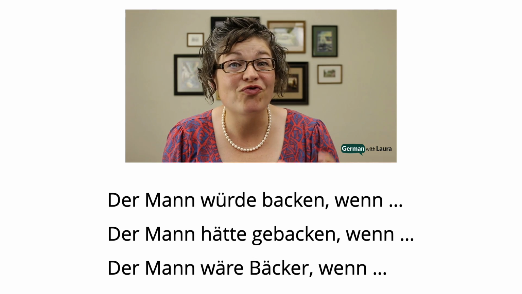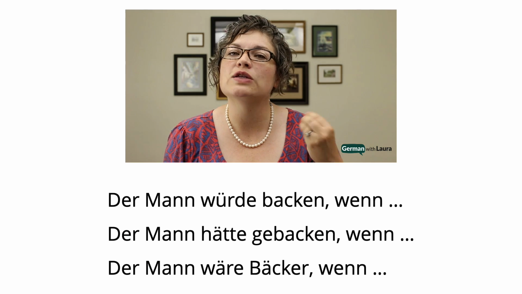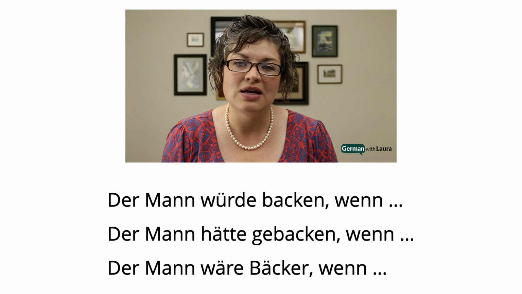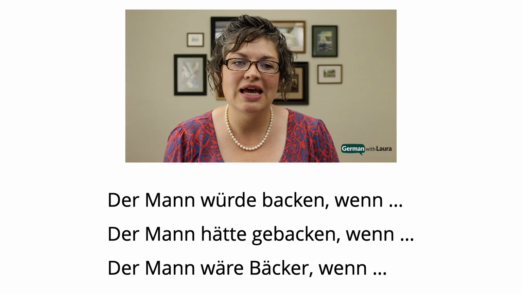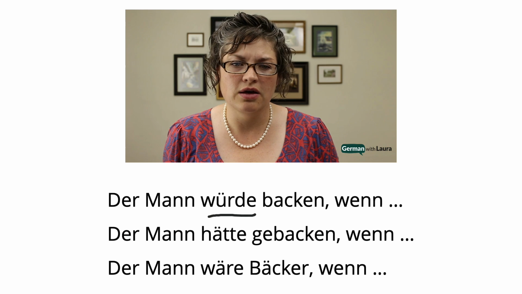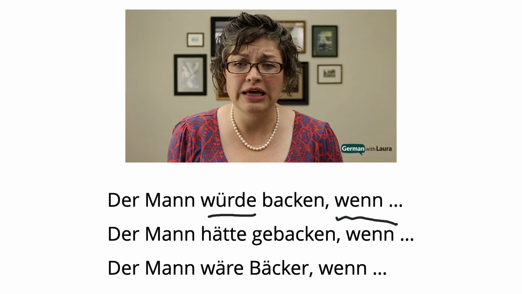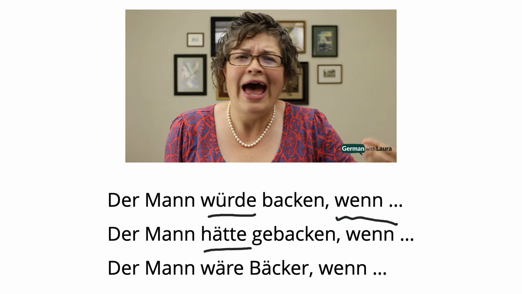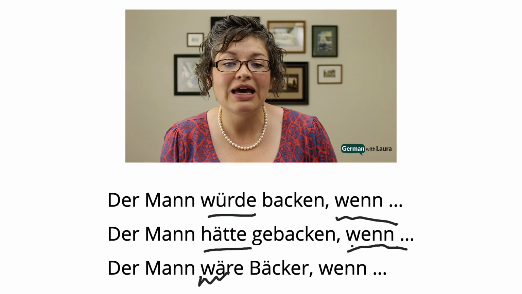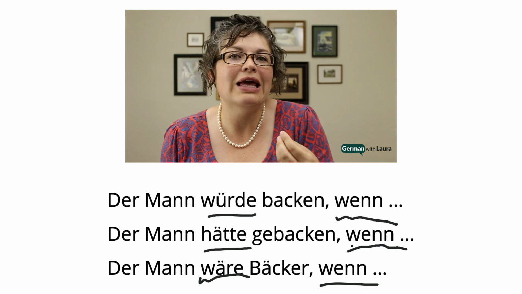The fourth and final element of kiddie pool German that you need to build first is working on what is called the subjunctive mood. And that would mean, for example, knowing how to say der Mann würde backen, the man would bake if ... or der Mann hätte gebacken wenn, the man would have baked if, or saying der Mann wäre Bäcker wenn, the man would be a baker if.